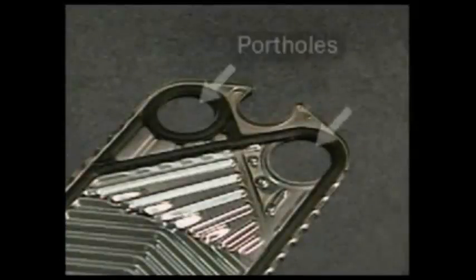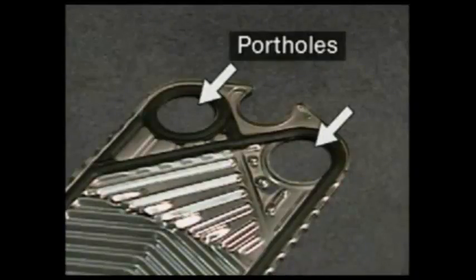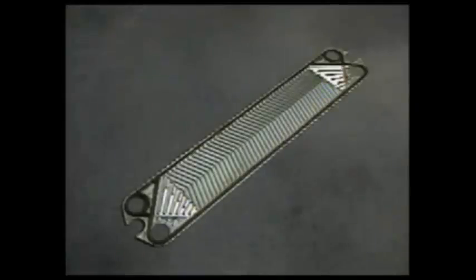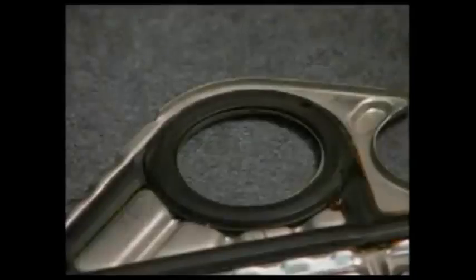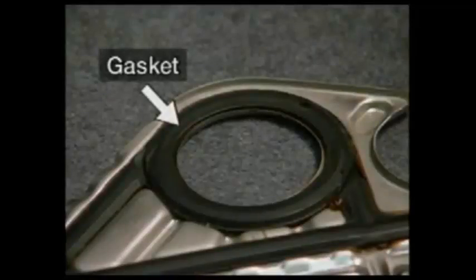The plate also has portholes. These portholes direct the flow of fluid between the plates. Near the portholes are flow directors that distribute the fluid evenly over the plates. Between each two plates is a gasket which separates the plates and creates a channel between them. The gaskets also seal the plates together so that the process fluids won't leak out of the heat exchanger. The gaskets also seal around the portholes so that the two fluids won't mix together and contaminate each other.